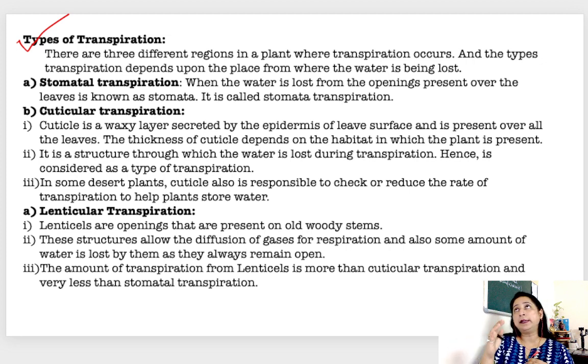They will give you separate. It can be given in fill-ups, match the following, अलग-अलग तरह से. But yes, of course, the topic is very important.